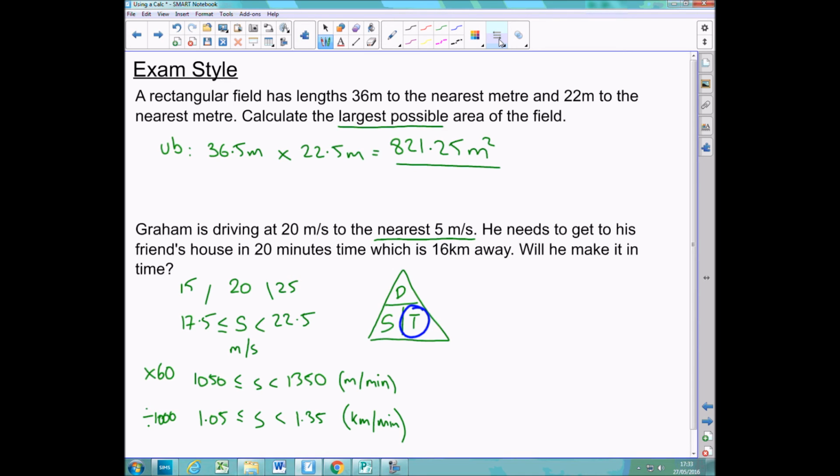So first off, we're starting with 16, which is not being rounded at all, so I can just use 16. And I'm going to divide it by the lowest possible value, which is 1.05. And when working this out, I get an answer of 15 minutes, rounded to the nearest minute. So not only will he make it in time, but he'll also have 5 minutes extra. So just to finish this off, we need to write a little sentence. Graham will make it in time.